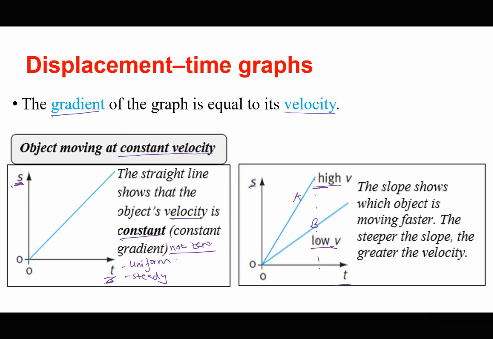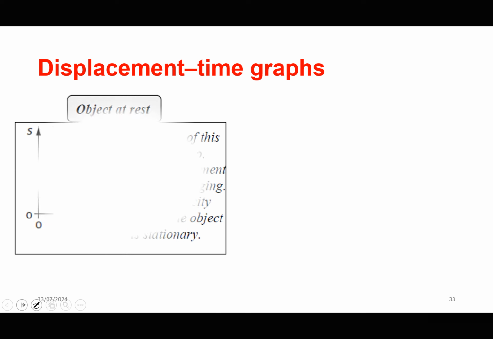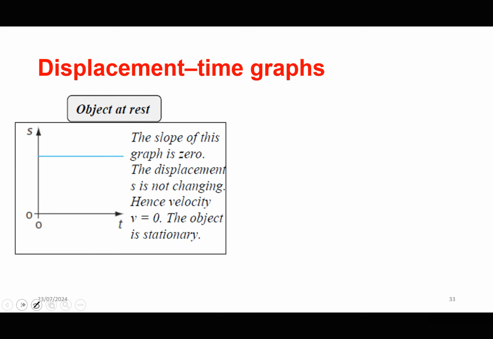Okay, let's see what happens if the object is at rest. We are discussing graphs. If you recall the position time graph, we saw that at the tip where the curve was almost horizontal, we said at that moment the body was at rest. If a body is not moving, the displacement should not be changing. The displacement remains constant. So if a displacement time graph gives you a horizontal line, it means the object is at rest.